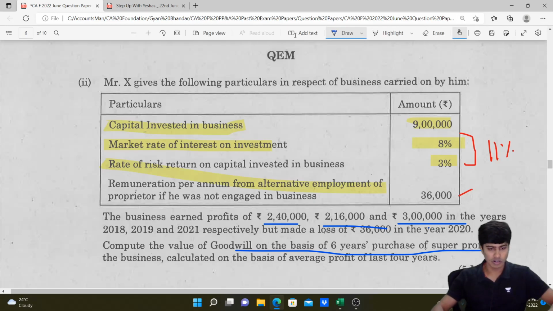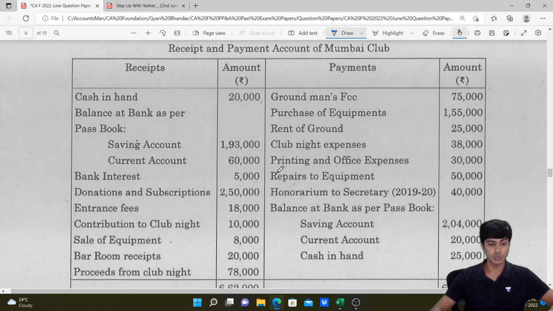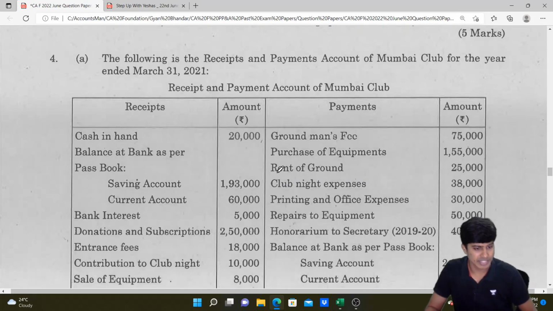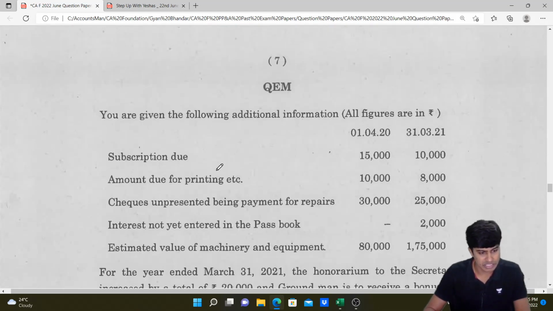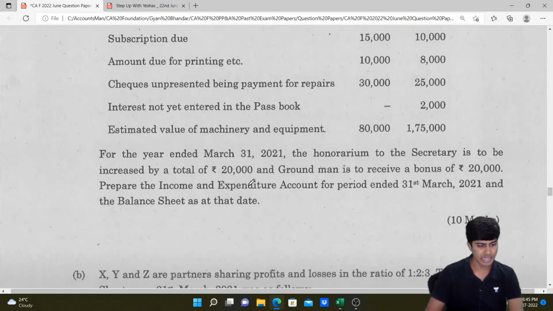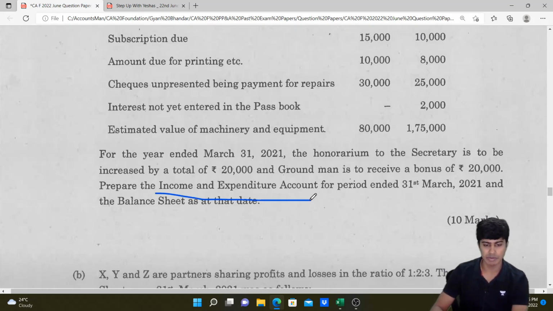This is a question on a not-for-profit organization. Let's do it. Following is the receipts and payment account of Mumbai Club for the year ended 31st of March 2021. The receipts and payment account is given. What should we be doing? They have given some additional information also. Read the last line. They're asking us to prepare the income and expenditure account and balance sheet. No problem. Let's prepare it.